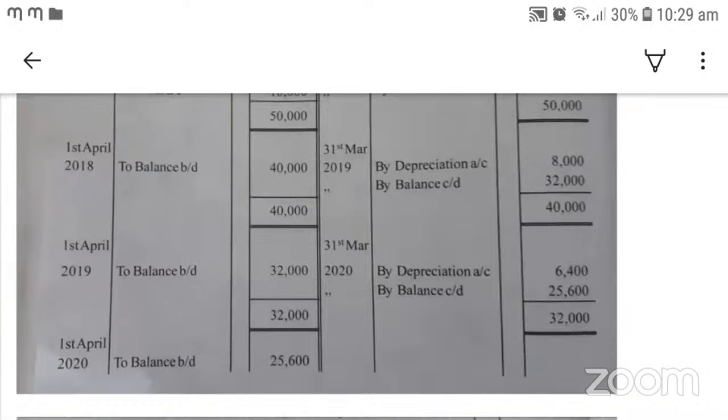This asset will be carried forward to next year. Okay. Amount of this balance amount of the asset. Here they mentioned to prepare for 3 years only. So we are preparing for the 3 years only. This is the asset value that will remain in the business. It is 25,600. Okay.